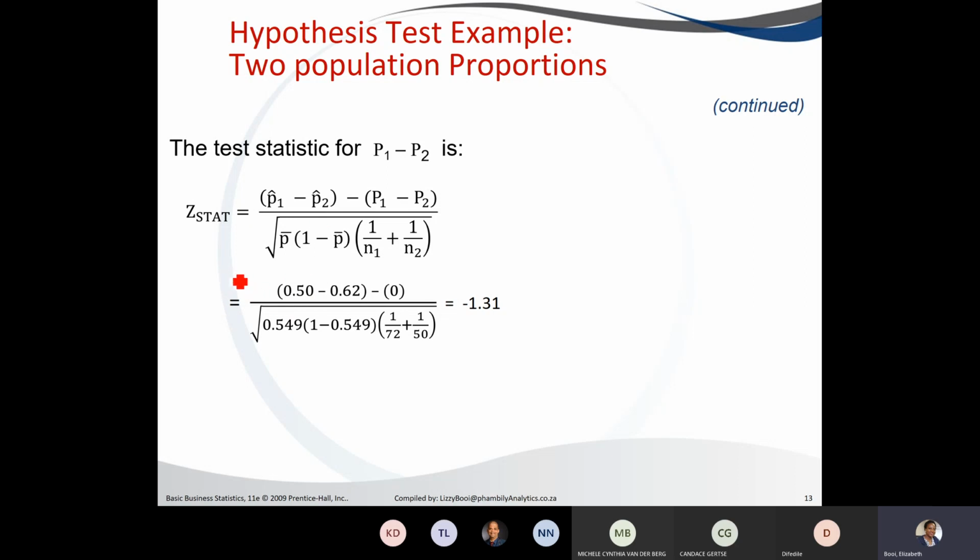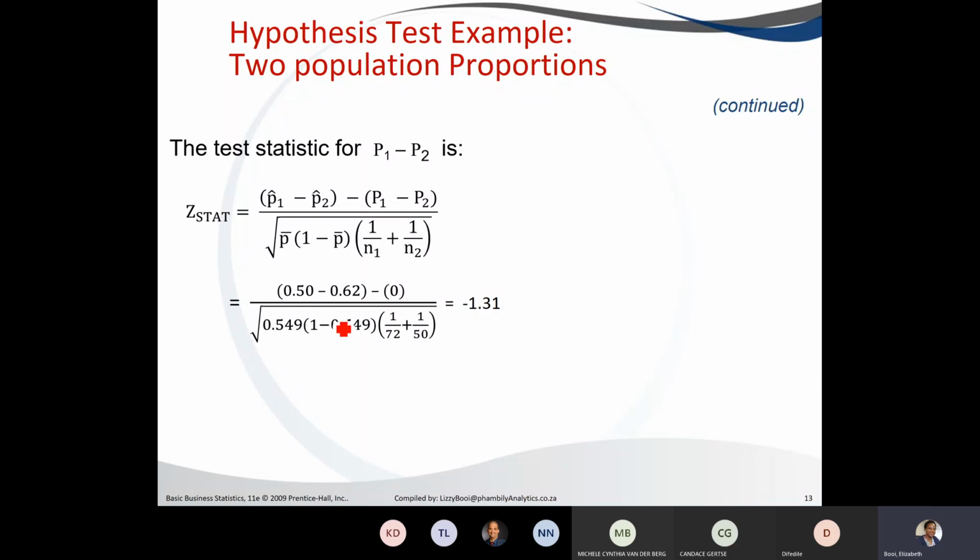The square root of our pooled estimate, we calculated it and found that it was 0.549 times 1 minus 0.549, times 1 over 72 for men plus 1 over 50 for women. And when you calculate the whole equation, you find that it is minus 1.31. And that is our test statistic. We're going to use the test statistic to make a decision later on.